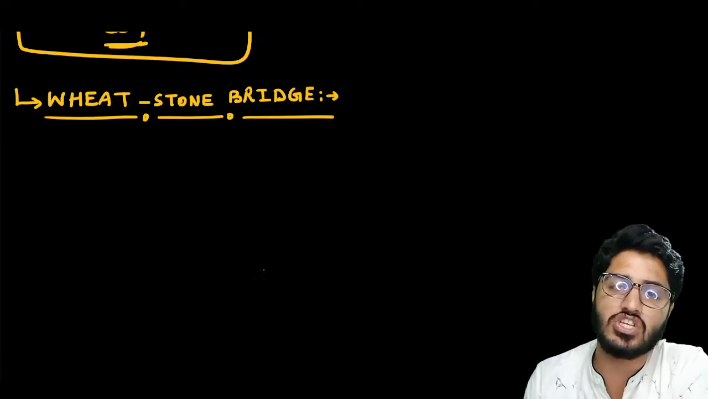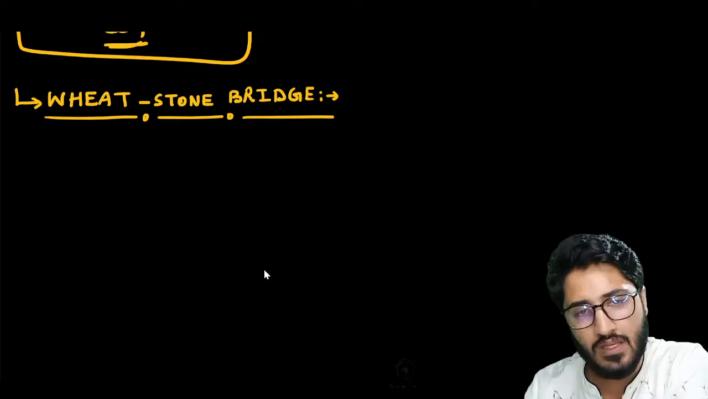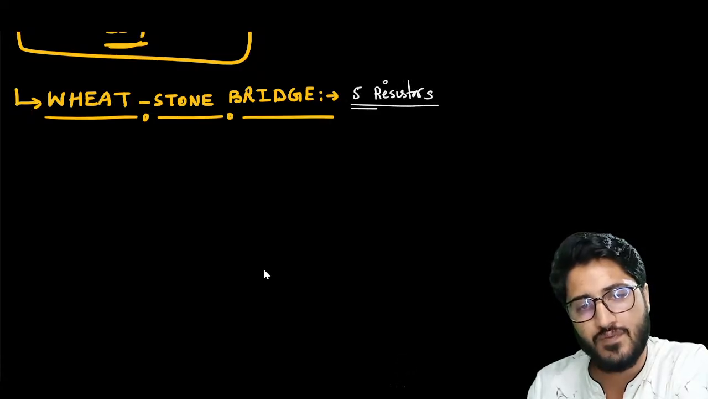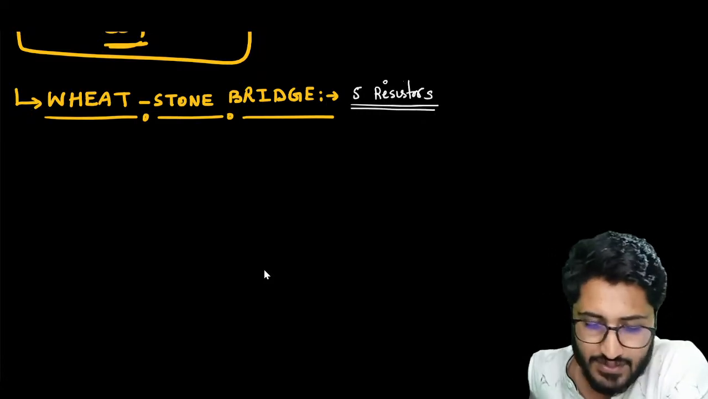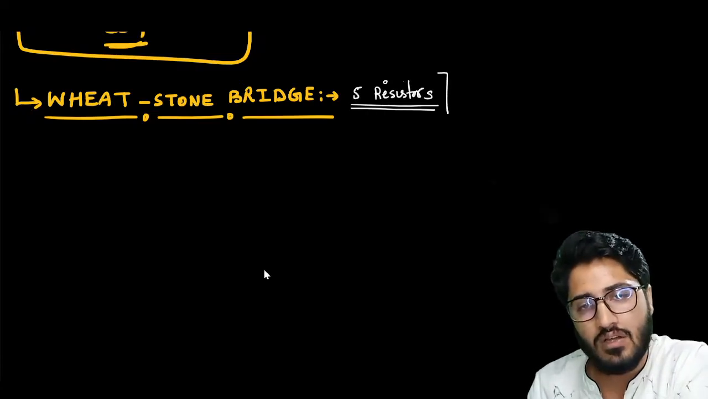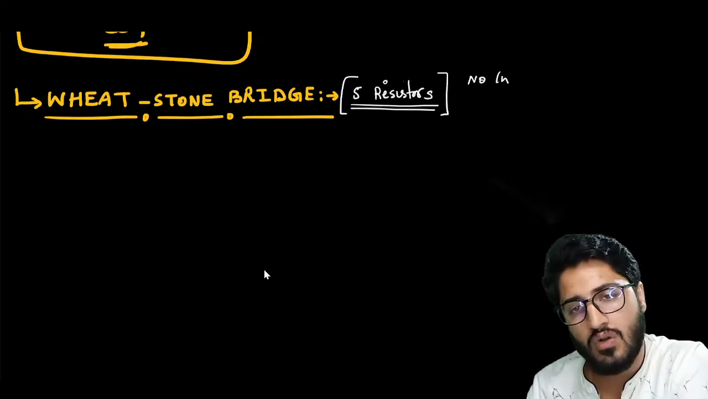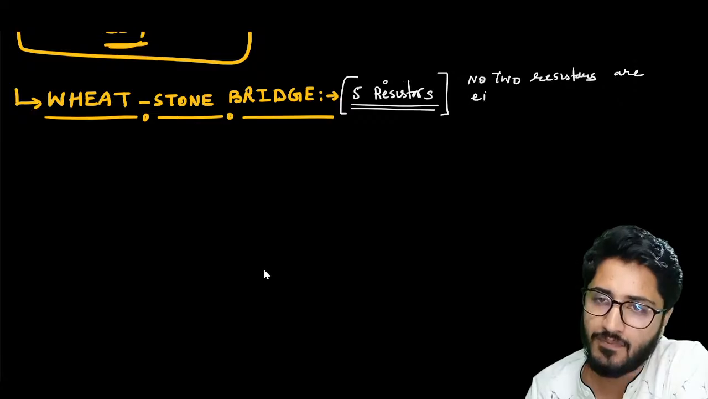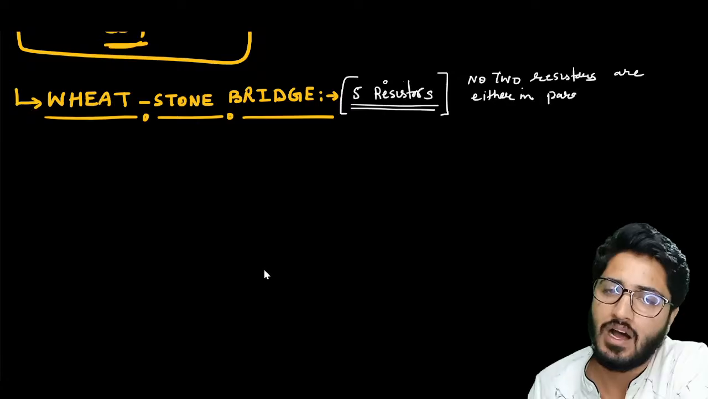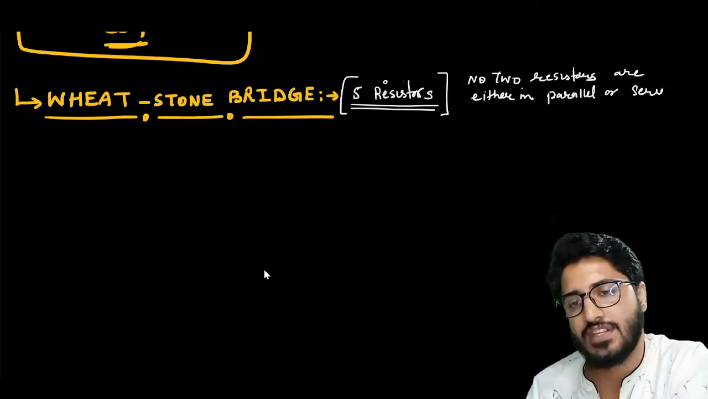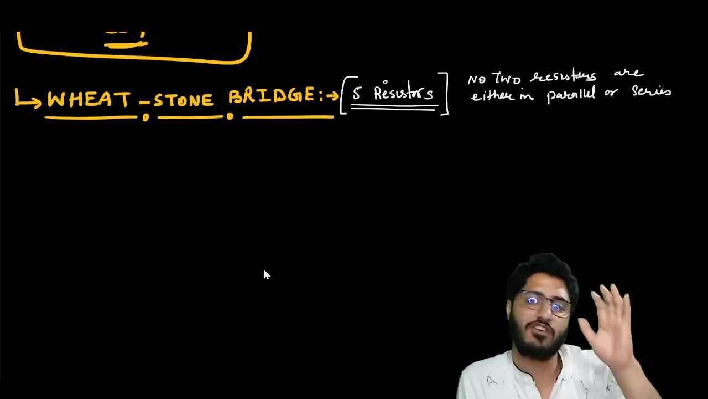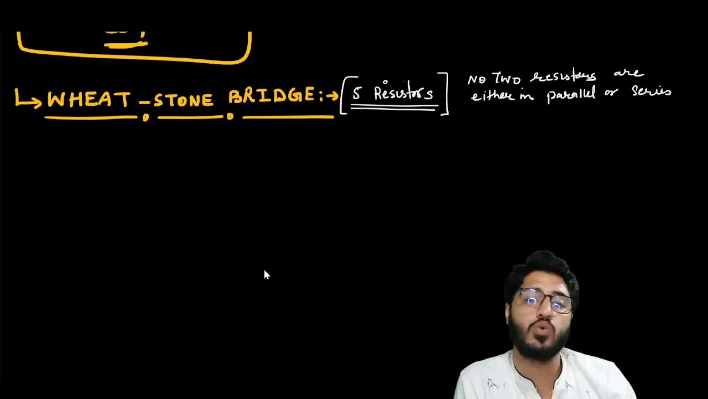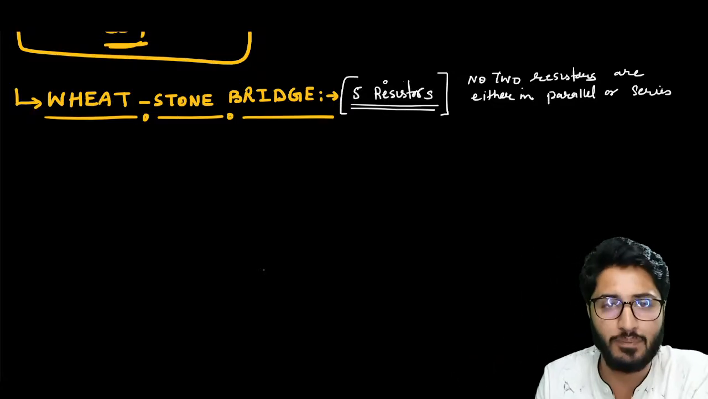Now, what is Wheatstone bridge all about? Wheatstone bridge is a connection of 5 resistors. How many resistors are we having here? 5 resistors. It is a combination of 5 resistors, and no 2 resistors are either in parallel or in series. So this sort of circuit combination is known as Wheatstone bridge. Now how does it look? The simplest way to represent it would be like this.